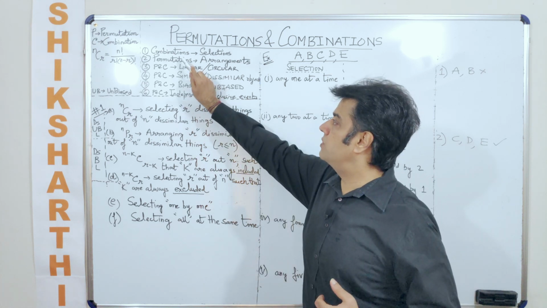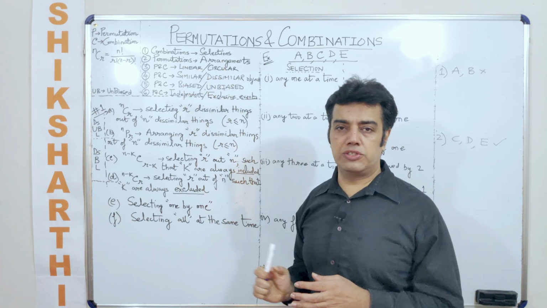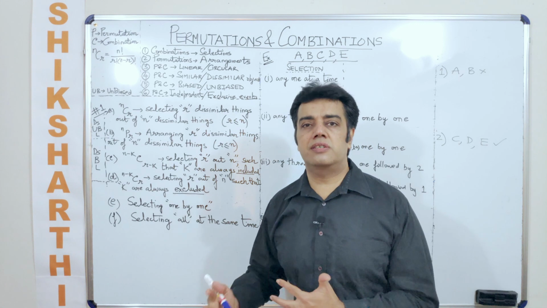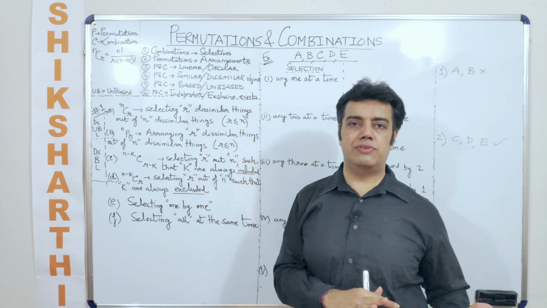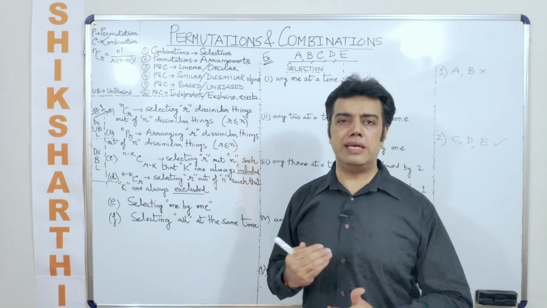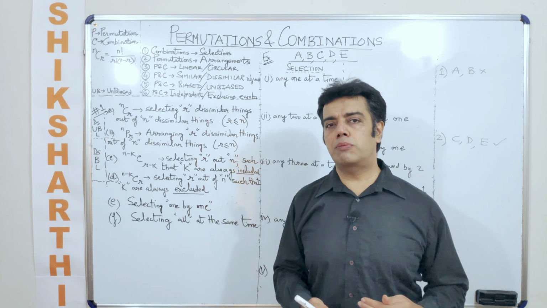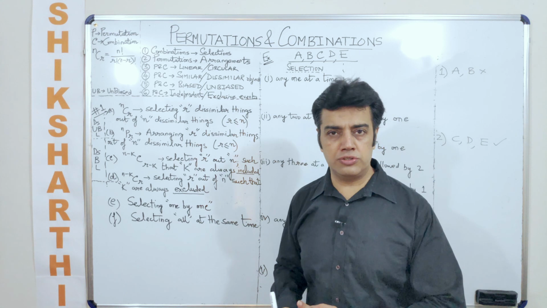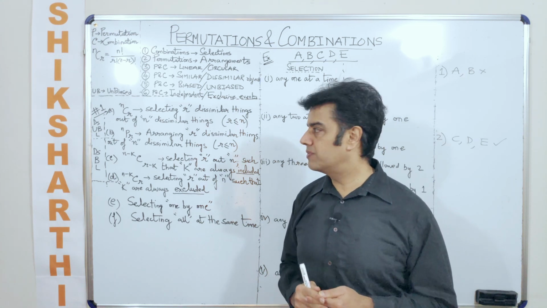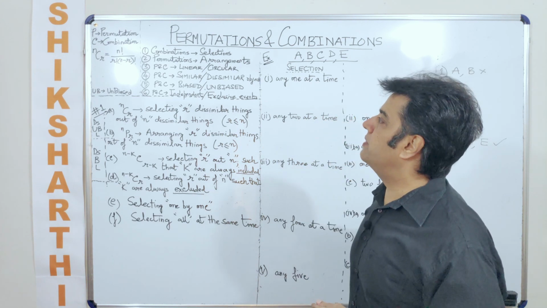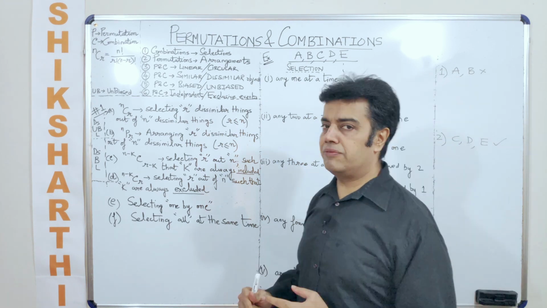Now, the moment we use the word arrangements, we are talking about permutations. So this is the starting point of it, trying to understand the basic difference. Ideally, if we had to rename the topic, we should rename it as combinations and permutations rather than calling it permutations and combinations.